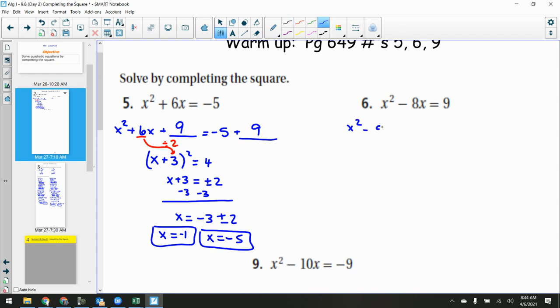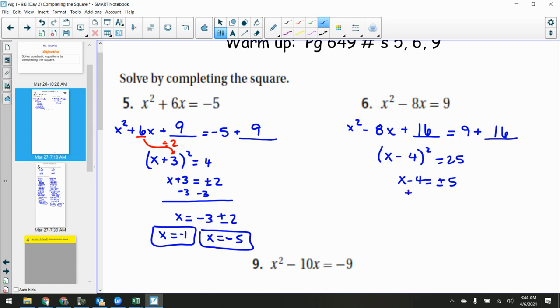I leave a little room. What's my magic number in this one? 16. Because it's half of negative 8, which is negative 4, squared is positive 16. And now I say x minus 4 squared. Again, we get that from the negative 8 chopped in half. Is equal to 25. I square root 25. I get plus or minus 5.